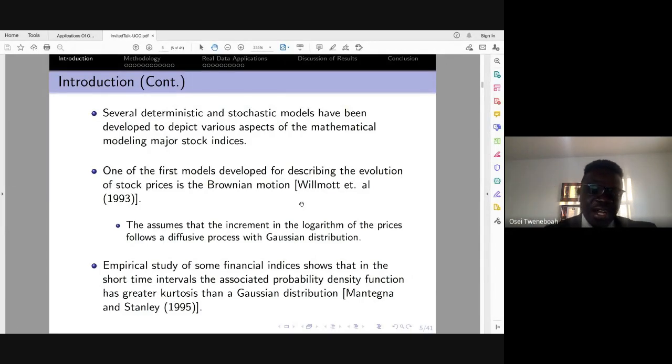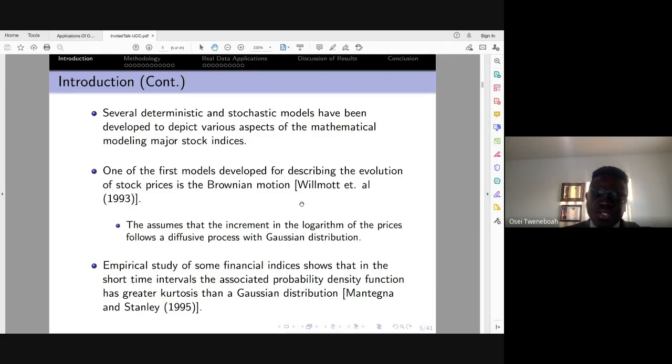Good. So from the empirical studies, whenever we try to find the density distribution of any stock market index, we noticed that the tail is heavy. Okay, so what does it mean that the tail is heavy? It means that we have greater kurtosis. And from theory, if the kurtosis of a time series is 3, then that is the Gaussian distribution.